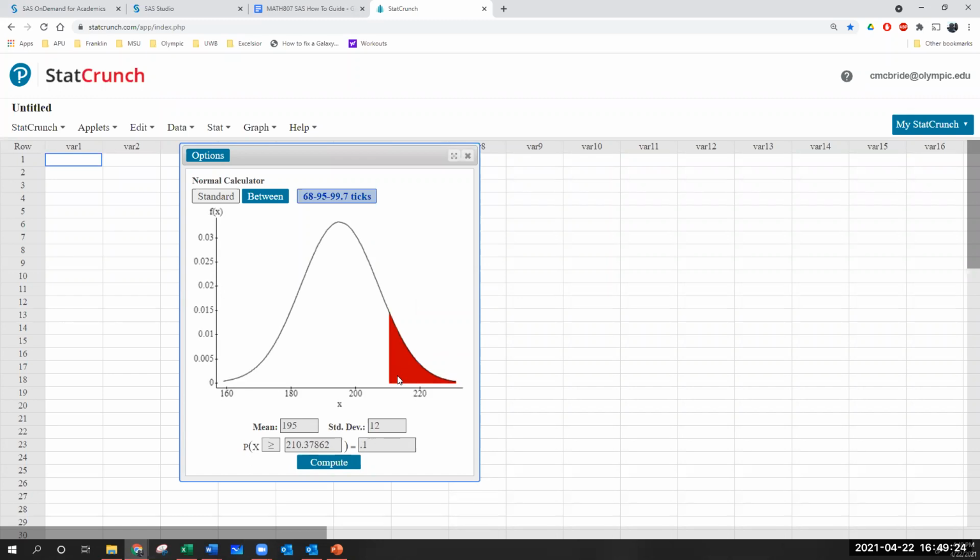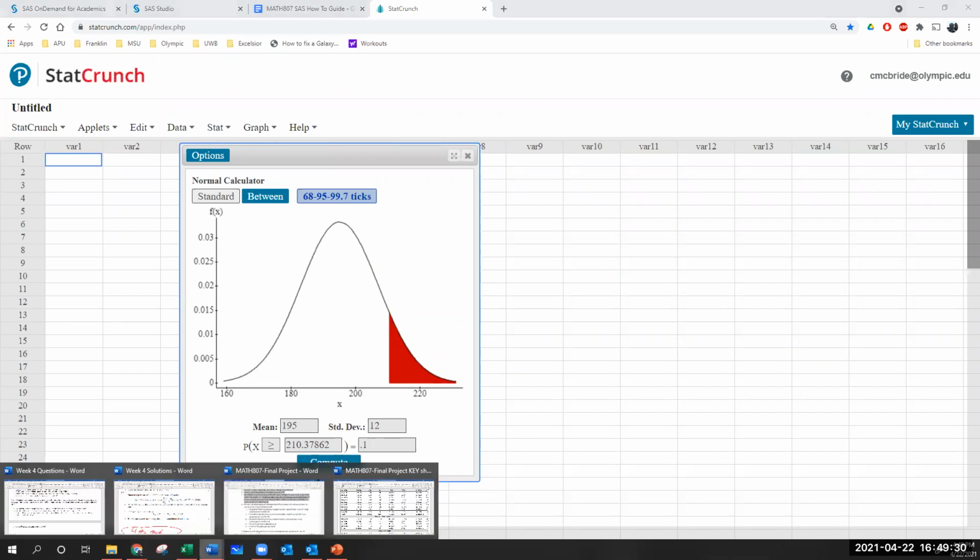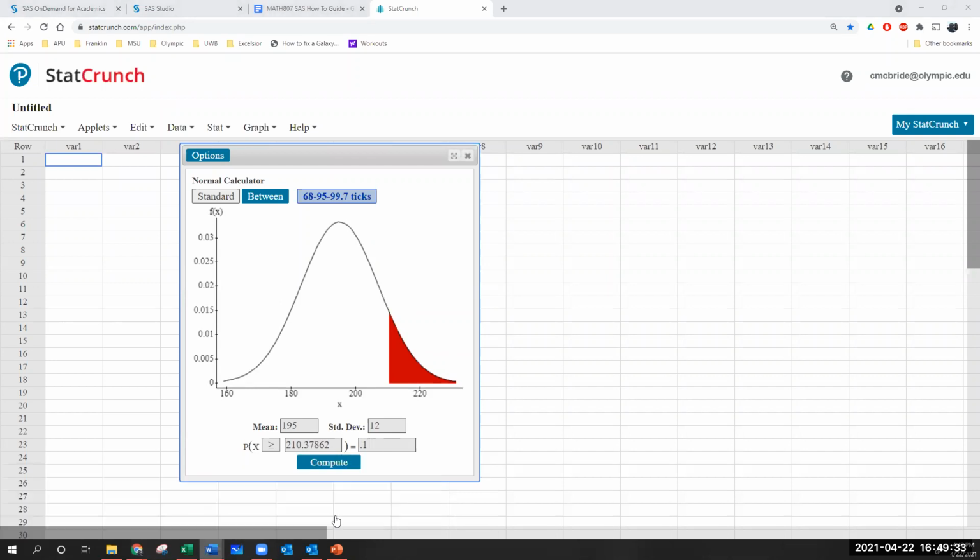So those would be the types of questions, and those would be the types of graphs you'd want to generate for them. And that's it. That's the final project. It's pretty cut and dry. Okay. So any remaining questions before we go?